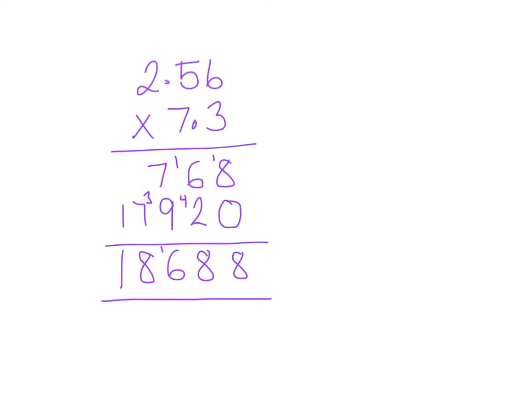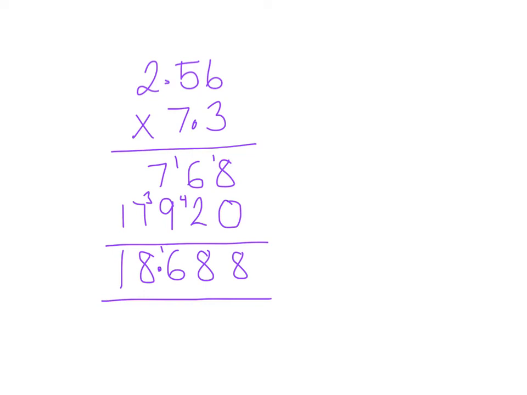But wait a minute, I need to go and look at my decimal points. I've used 256 times 73, but 2.56 is actually 256 divided by 100, and 7.3 is 73 divided by 10. So I've got 1, 2, 3 digits after the decimal point. So here I'm going to have 1, 2, 3 digits after the decimal point. So I'm going to put the point right in there.